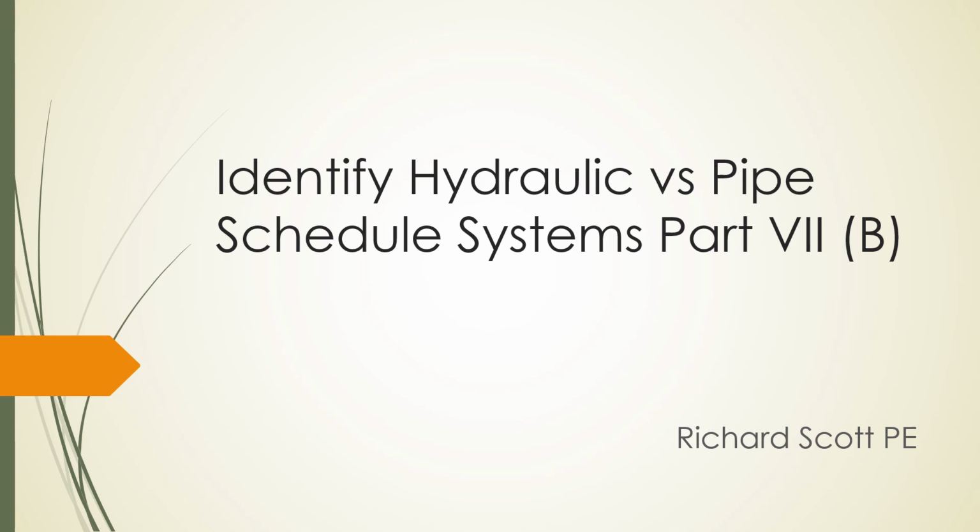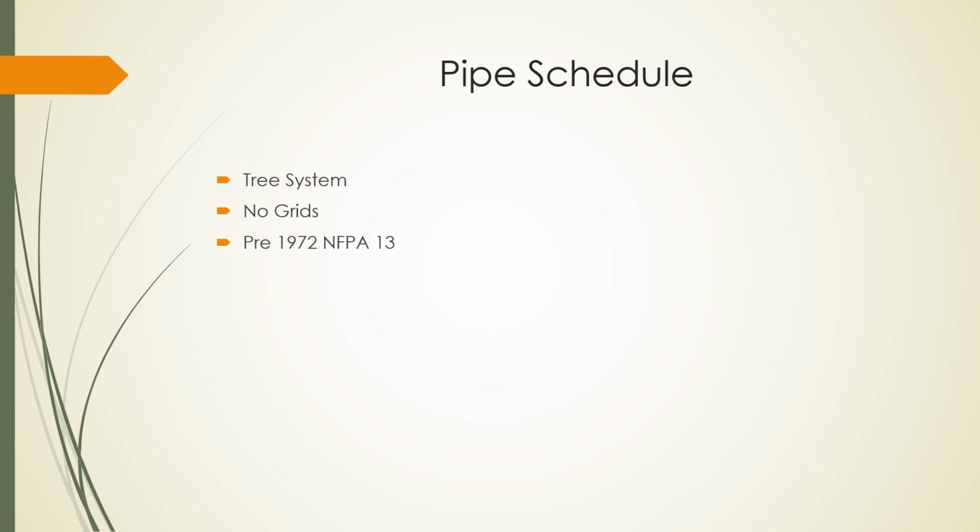This is a video discussing the differences between the hydraulically calculated system and a pipe schedule system, as it's one of the points I had discussed earlier, and I just wanted to go over it quickly. Let's not overthink this. Pipe schedule system is a tree system, so unless you find that up there, it's definitely not a pipe schedule system. That means that a grid would not be a pipe schedule system.